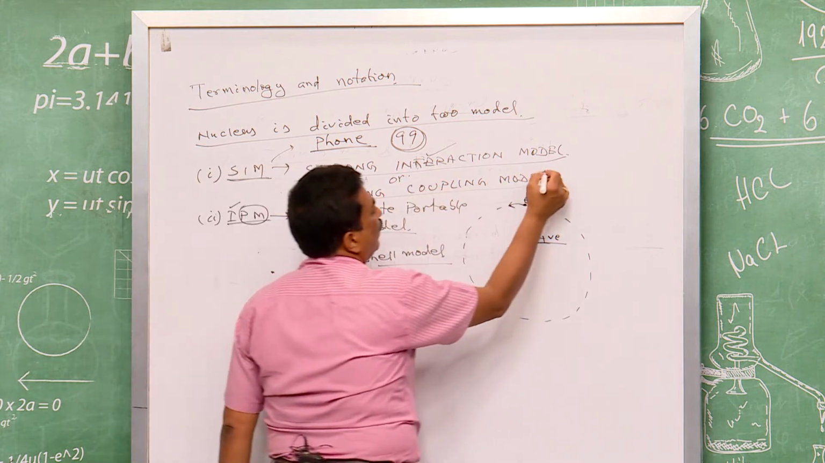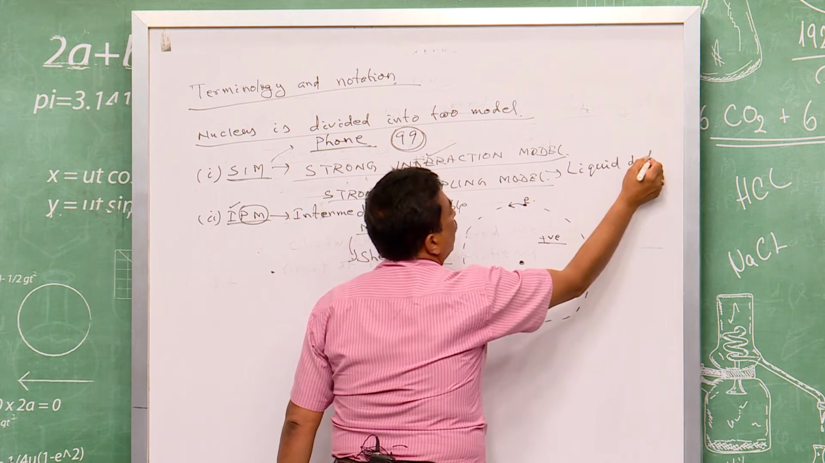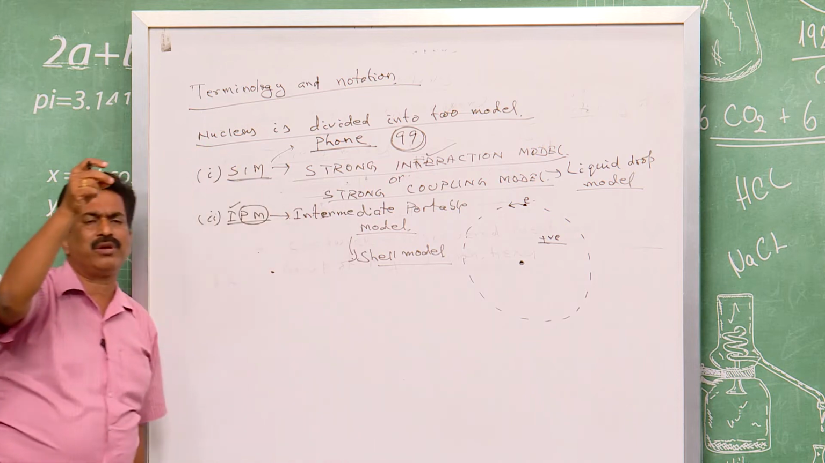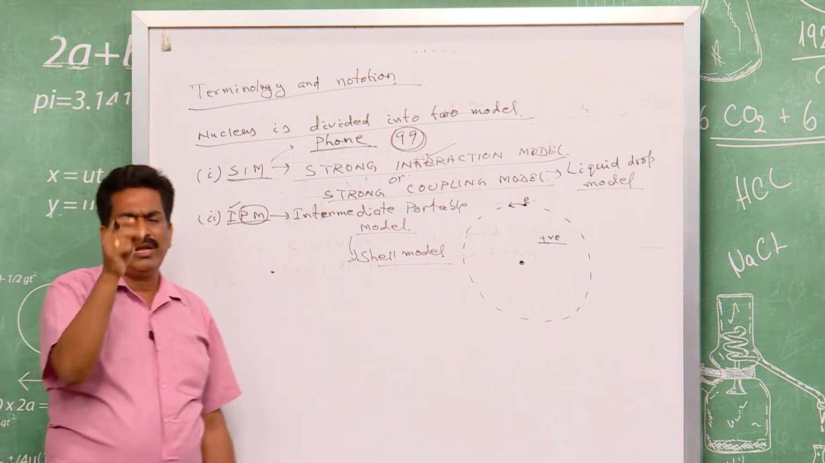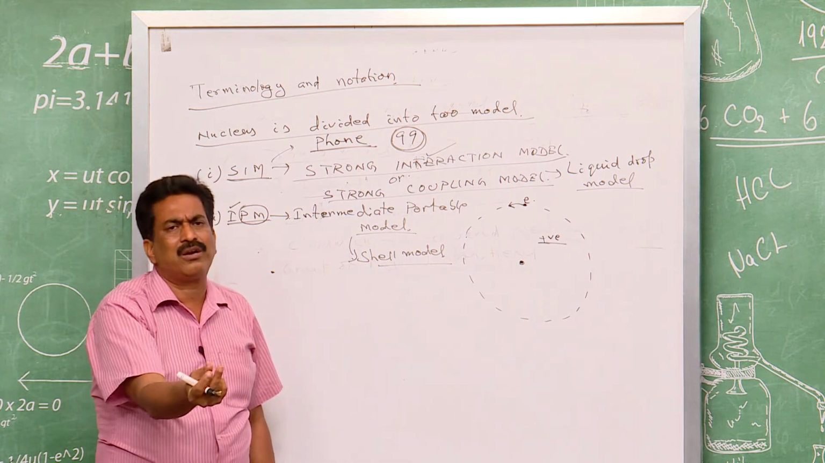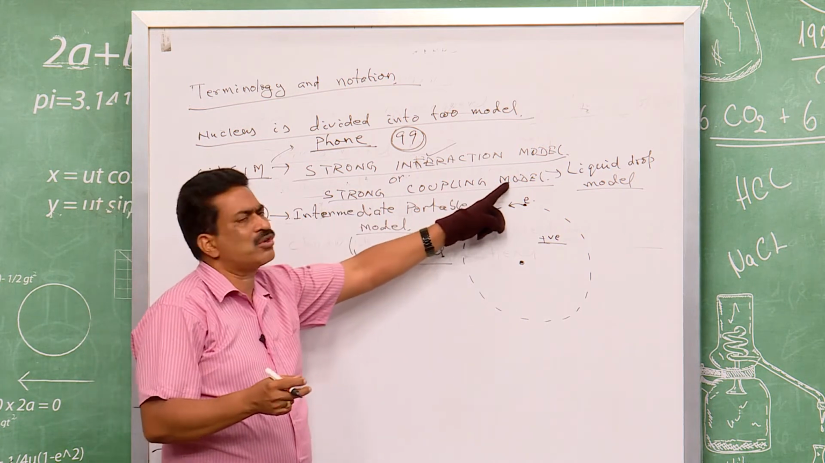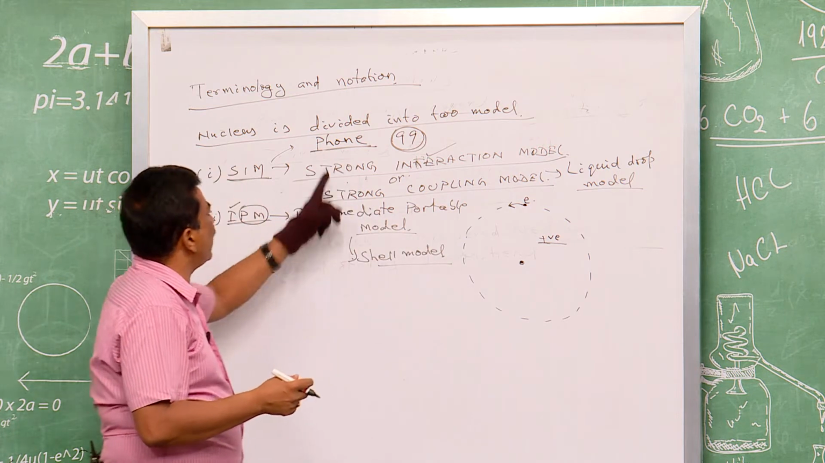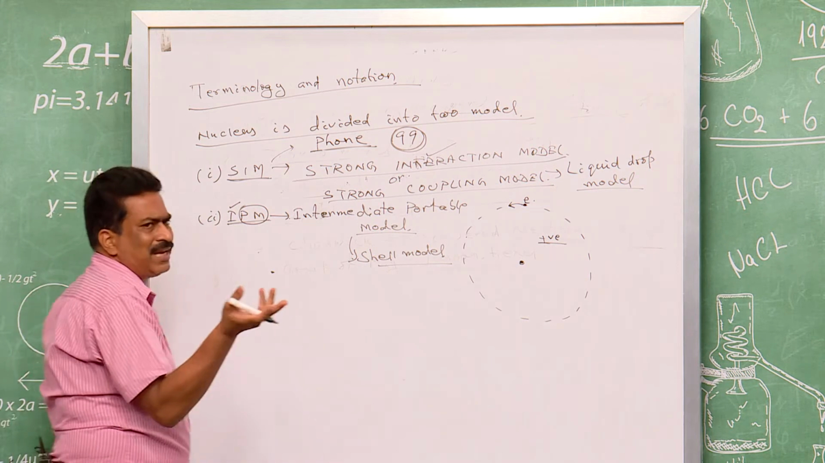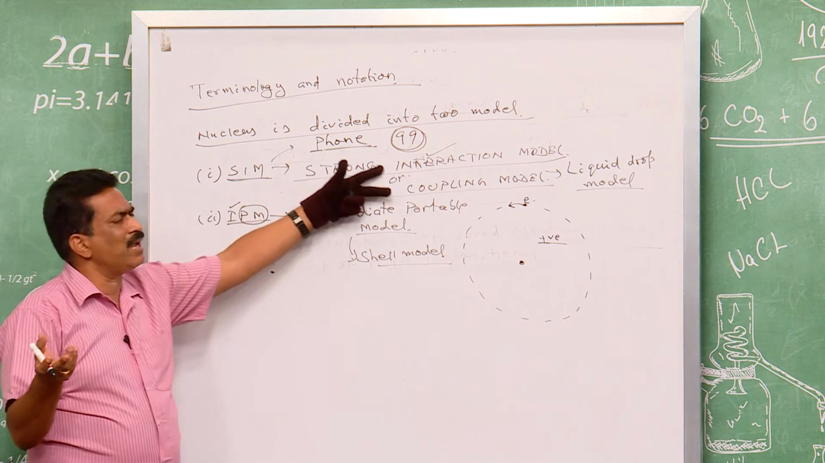And this strong interaction model is the liquid drop model. Liquid drop model. So, if you put the water in a downward position, you will find that after some time droplets of water come out, and those droplets are the example of the strong coupling model. So, these are the two models given by different scientists, as I said, Mayer, Haxel and Jensen etc. They showed this type of models.